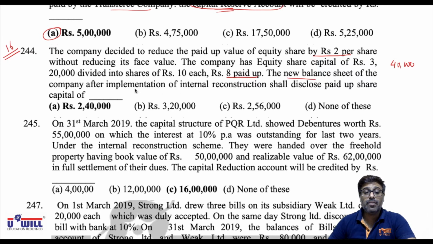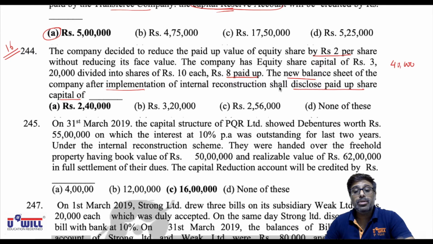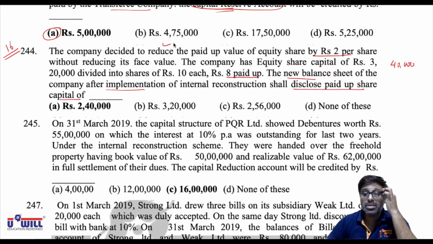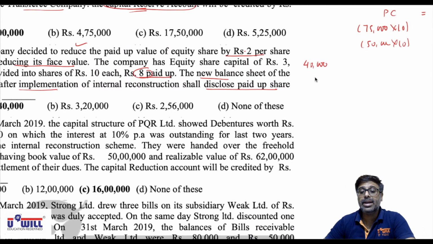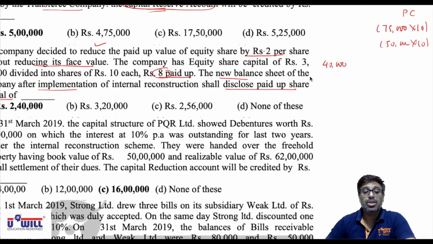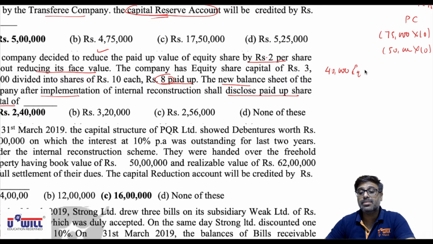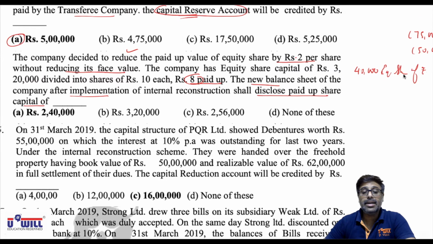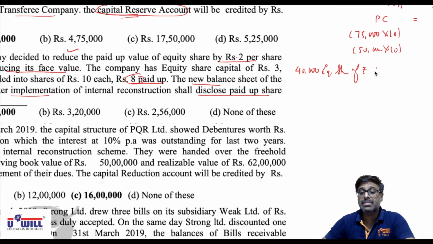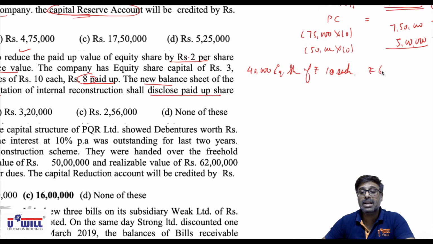The new balance sheet of the company after implementation of internal reconstruction shall disclose paid up share capital of how much? Now, they are going to reduce 2 rupees per share but without reducing its face value. It means the paid up value of 8 will become 8 minus 2, 6. So the same 40,000 equity shares of rupees 10 each, the paid up value will become 6. Face value will remain the same, but paid up value will become 6 each.